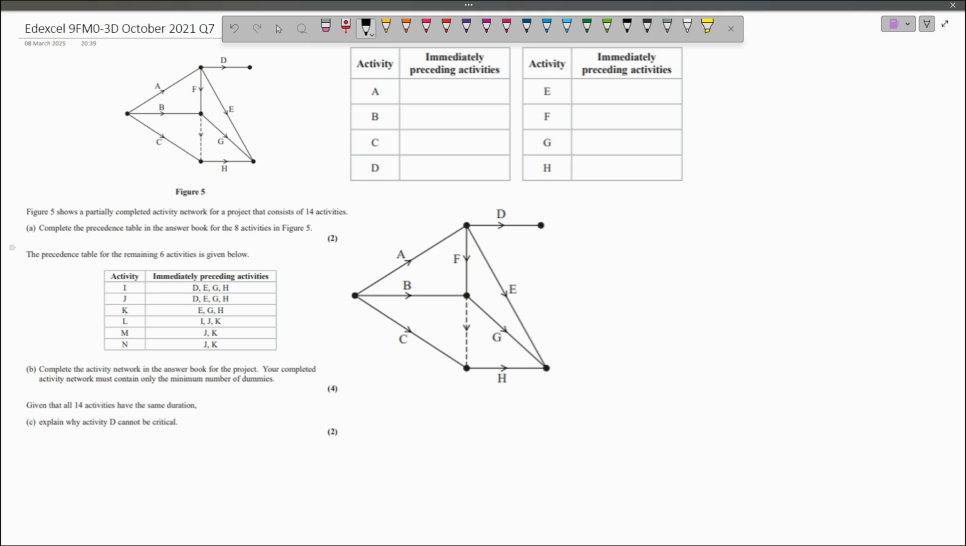Activity A doesn't have any immediately preceding activities before it. And the same can be said about B and C. Activity D is immediately preceded by activity A. You need to have done activity A in order to do activity D. And the same is true for E and F coming from the same event.